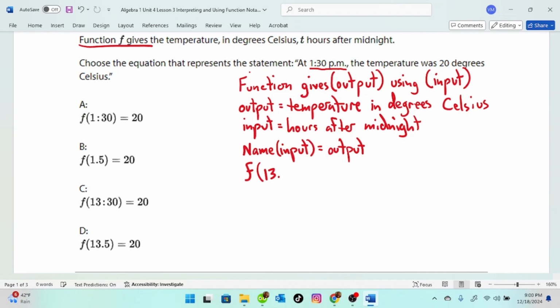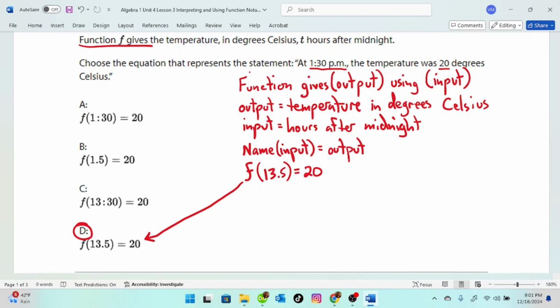So 13.5. And we know that our output is the temperature in degrees Celsius, and they're telling us it was 20 degrees. So we have f of 13.5 equals 20, and we can see right here, this matches choice D.